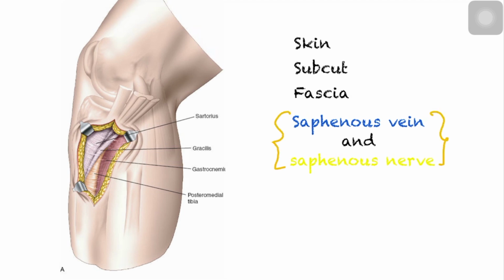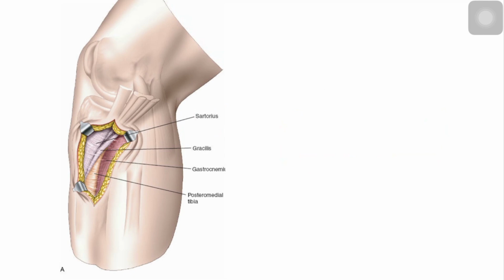Then we cut the fascia in line with the skin incision to expose the pes anserinus and identify the pes anserinus muscles. This is the sartorius, the anterior-most in the pes anserinus, then semitendinosus and the gracilis muscle. After we identify the pes anserinus, then we have two approach options.